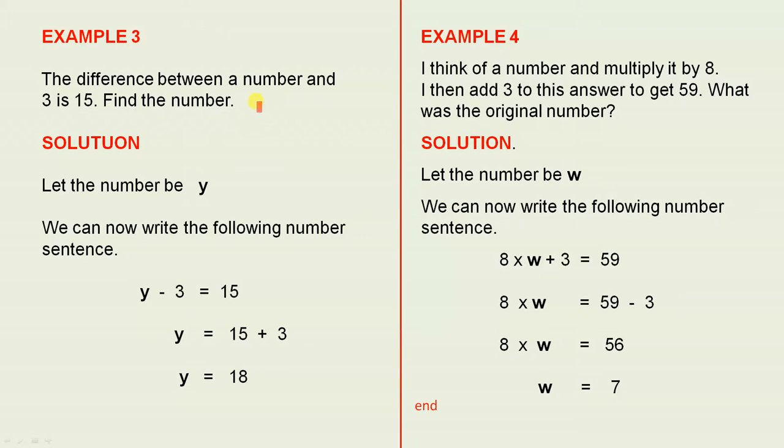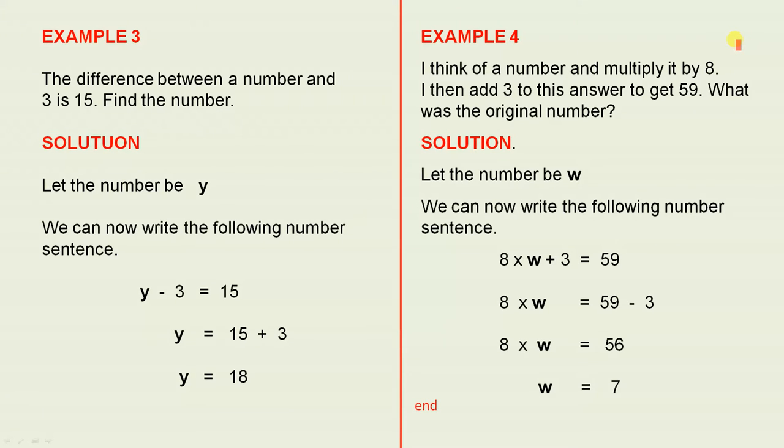Example 3. The difference between a number and 3 is 15. Find the number. Let the number be y. We can now write the following number sentence. y minus 3 equals 15. y equals 15 plus 3. Therefore y equals 18.